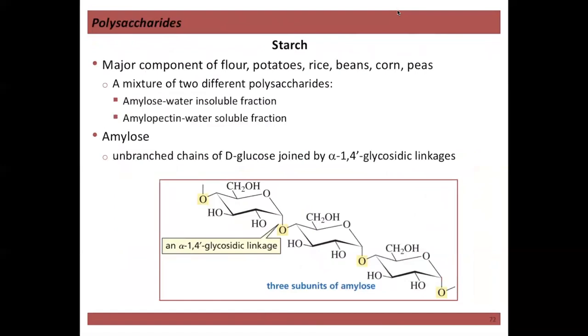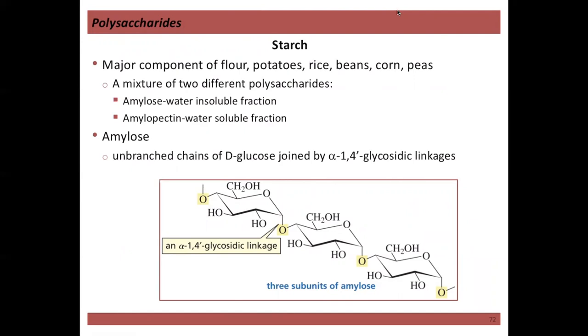So now that we can link 2 sugars together, let's link multiple sugars together. And if we link multiple sugars together, we end up getting polysaccharides. And so if we take glucose and just link it together in very, very long chains, we would get a structure known as amylose. And in amylose, the linkage is always an alpha 1,4 glycosidic linkage.